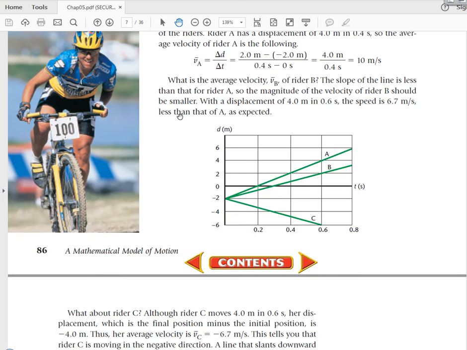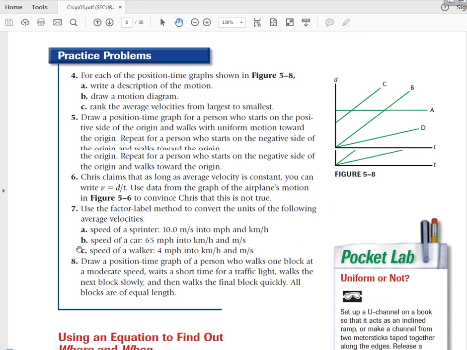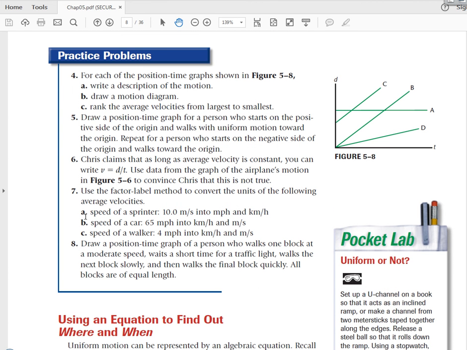I was afraid this was going to be hard. Okay, let's see, number 8. Everybody, if you haven't done this, get out and do this right now. Draw a position-time graph of a person who walks 1 block at a moderate speed, waits a short time for a traffic light, walks the next block slowly, and then walks the final block quickly. All blocks are of equal length. Well, what's that going to look like?